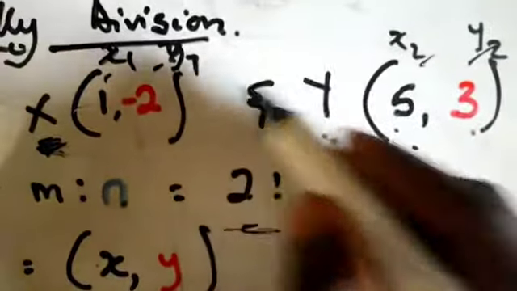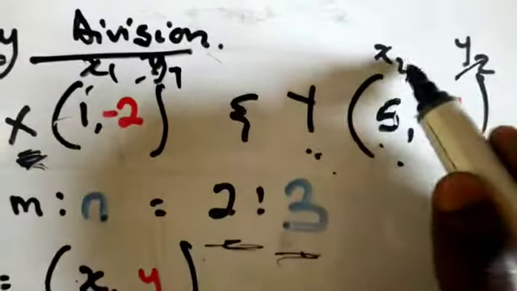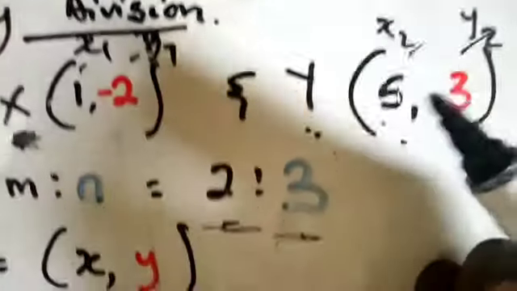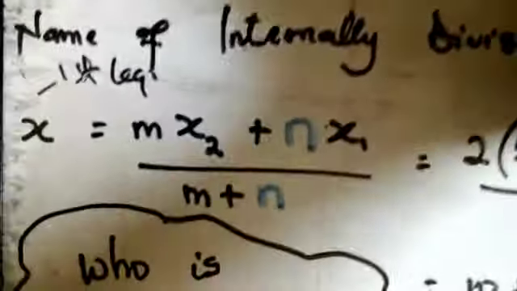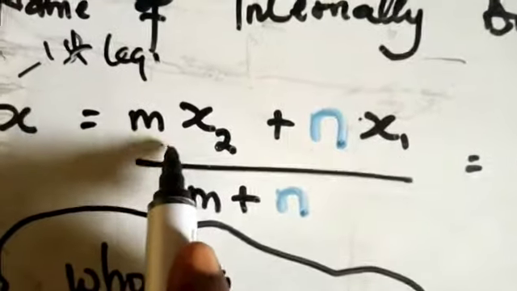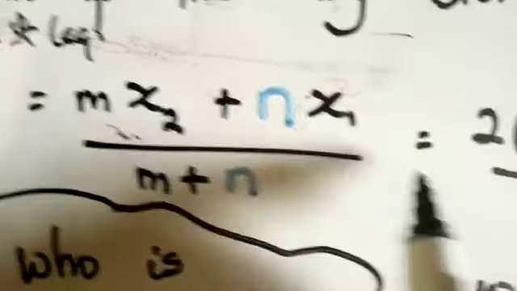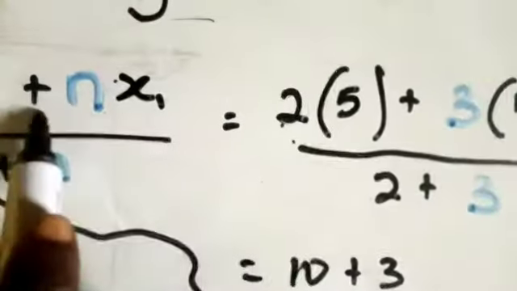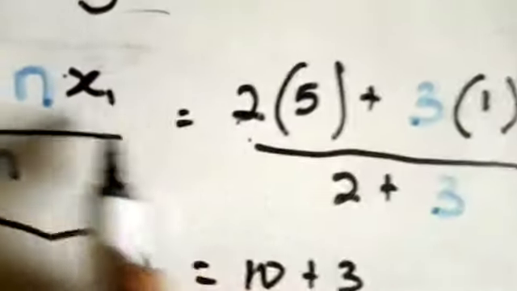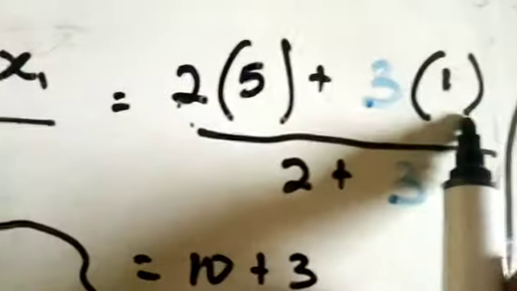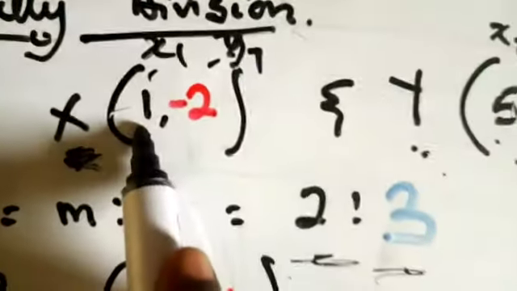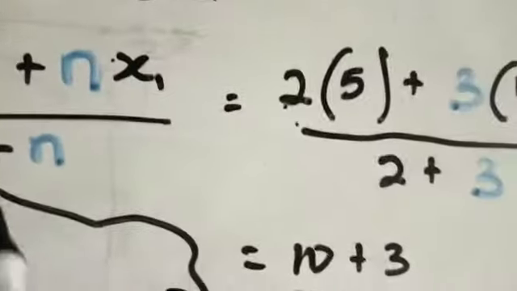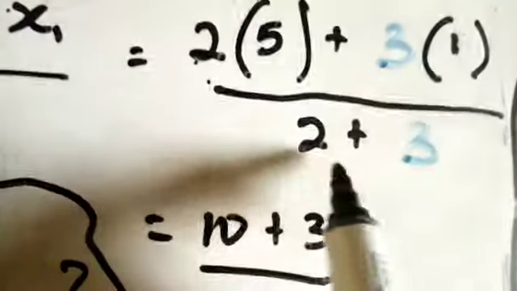So our s2, you can name it like this, x2 and y2, and x1 and y1. You just need to replace them. Finding the first leg, you have the first ratio here, which is 2, as given in the question, multiplied by x2, which is 5, plus 3, which is the n here, multiplied by 1, which is the x1 from the question. Then divided by m plus n, which is just the ratio.